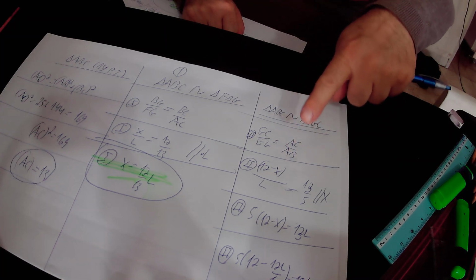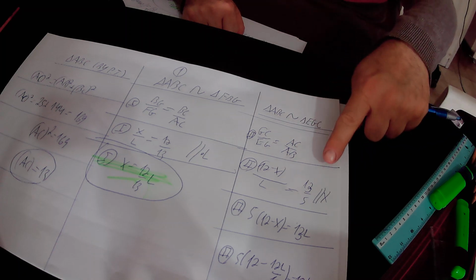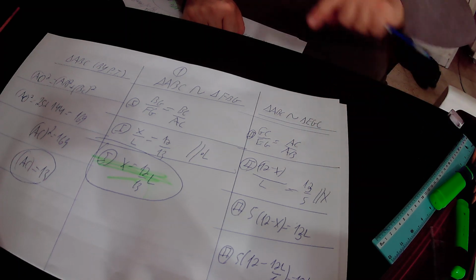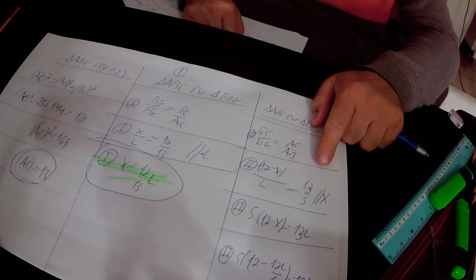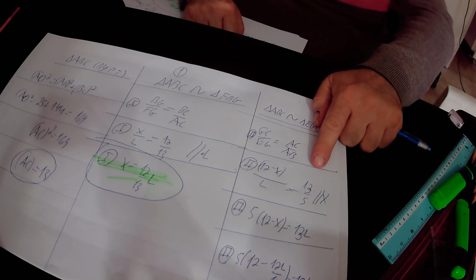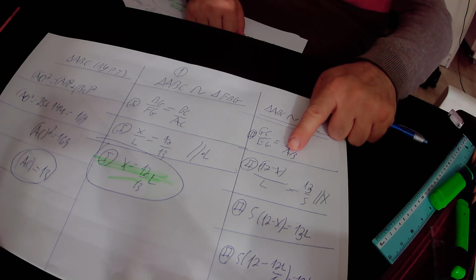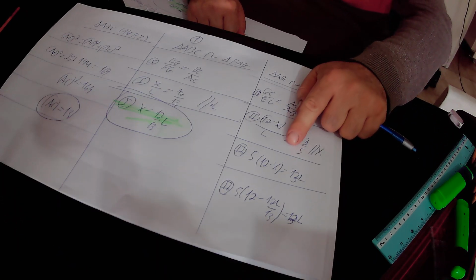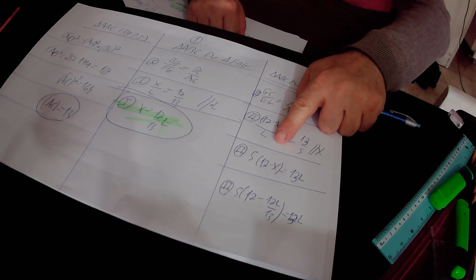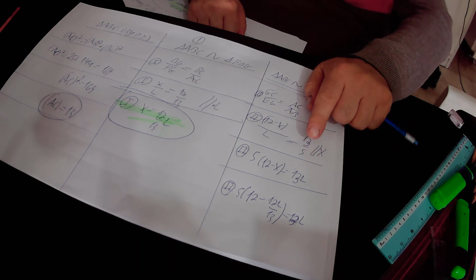GC is 12 minus X, EG is L, AC is 13, and AB is 5. In conclusion, according to equation 2, 12 minus X over L equals 13 over 5. Here we cross multiply equation 2, and find that 5 times 12 minus X equals 13L. Before we open the brackets, we have here 5 times 12 minus X equals 13L.